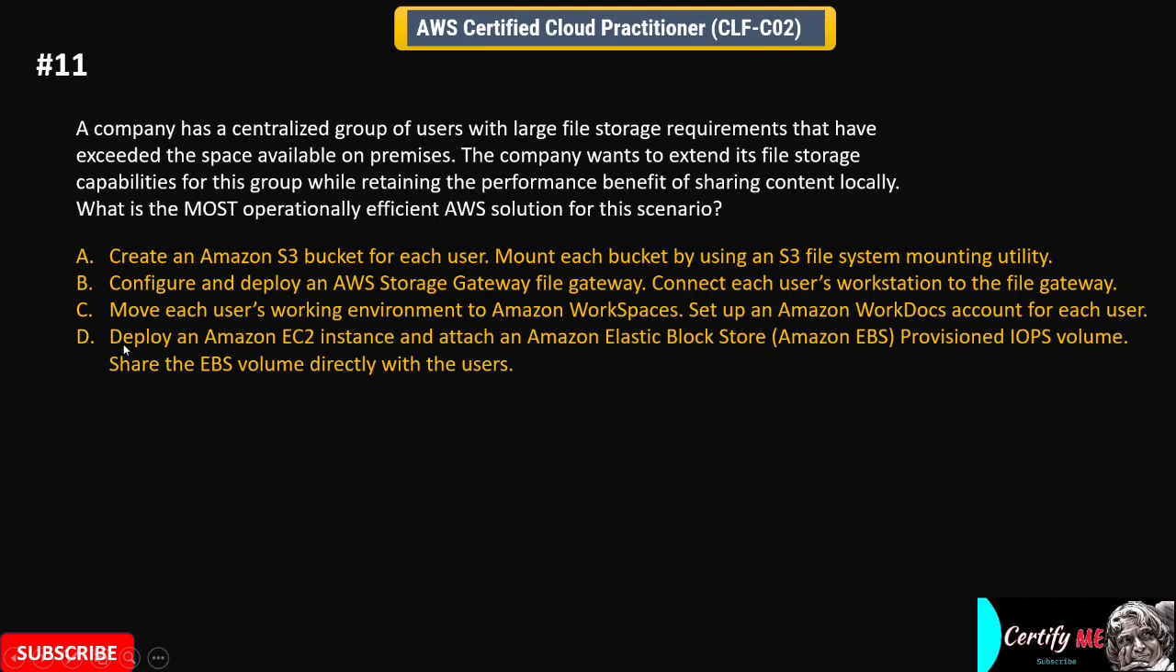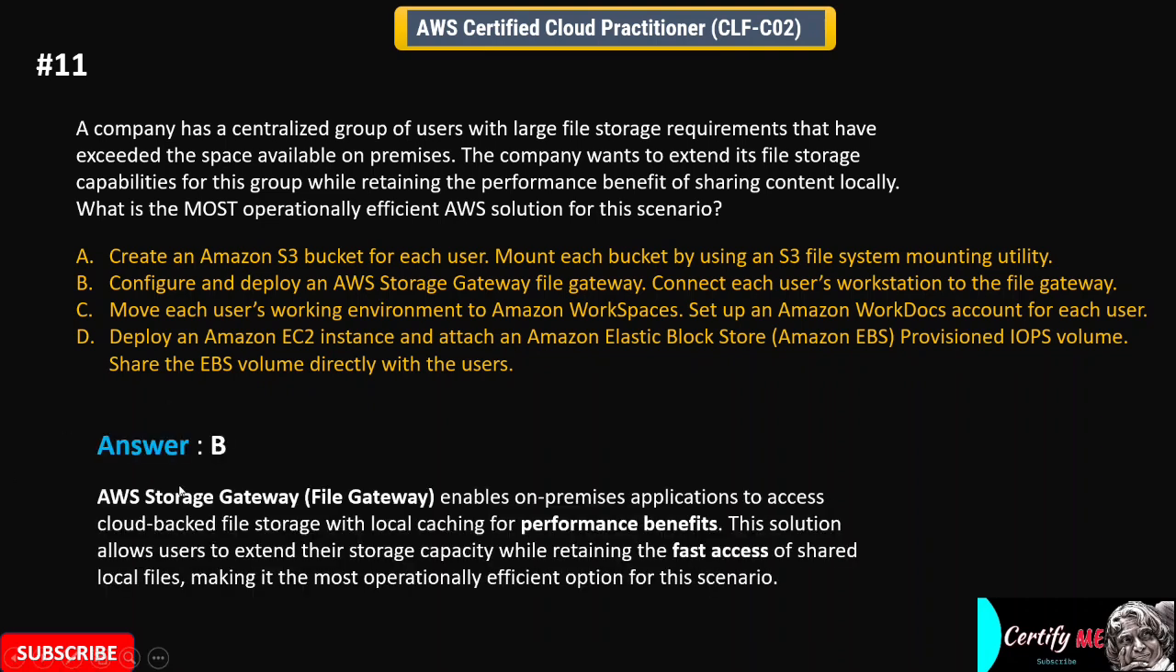Option D. Deploy an Amazon EC2 instance and attach an Amazon Elastic Block Store Provisioned IOPS volume. Share the EBS volume directly with the users. The correct answer is option B.